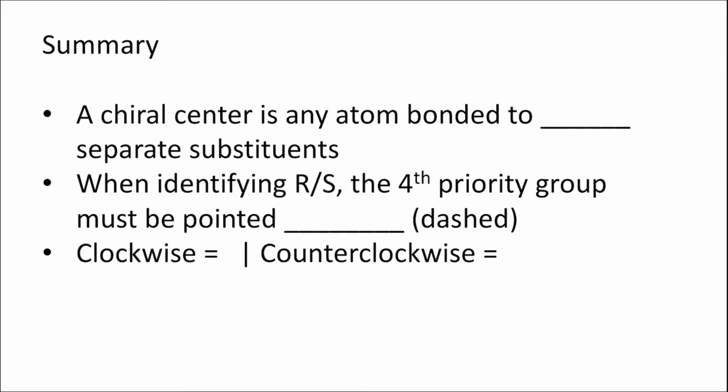To summarize, a chiral center is any atom bonded to 4 separate substituents. When identifying R and S, the 4th priority group must be pointed away. When arrows are drawn between the first 3 priority groups, a clockwise rotation equals R, and counterclockwise equals S.